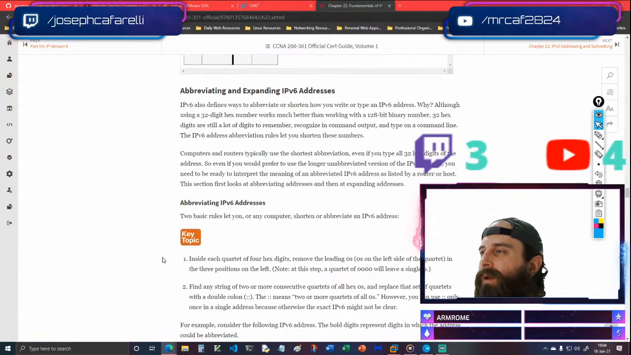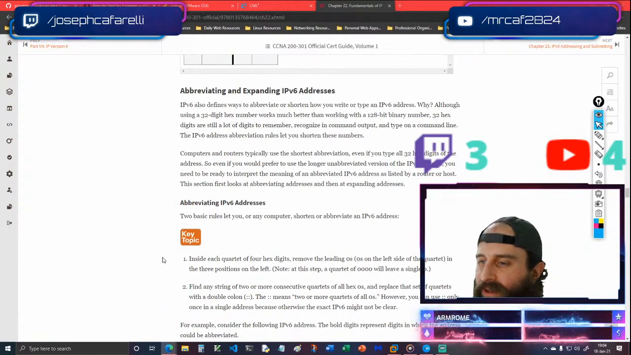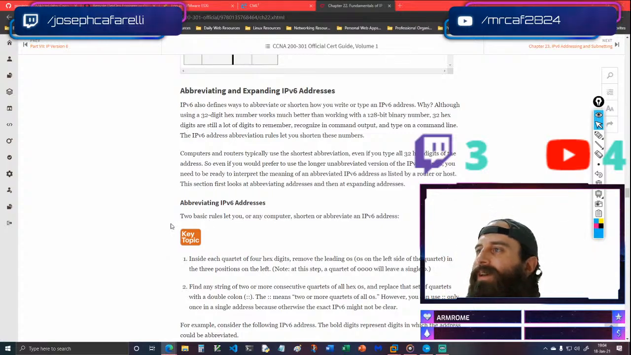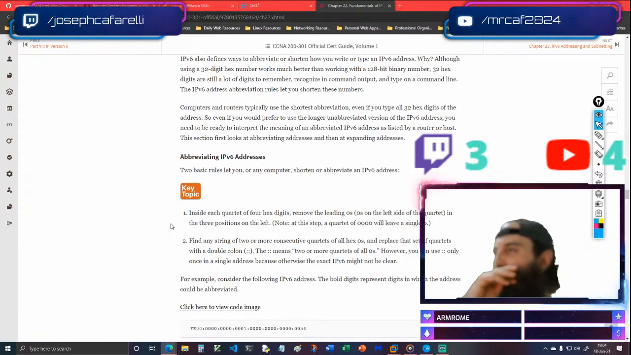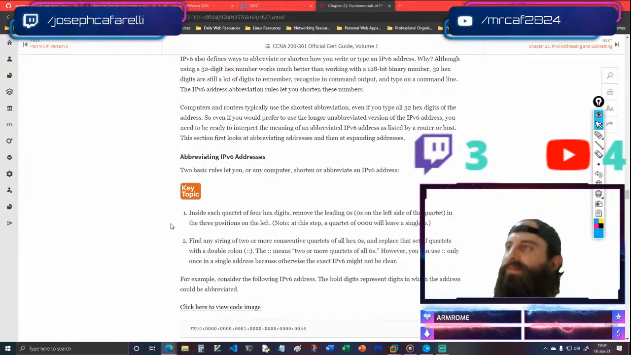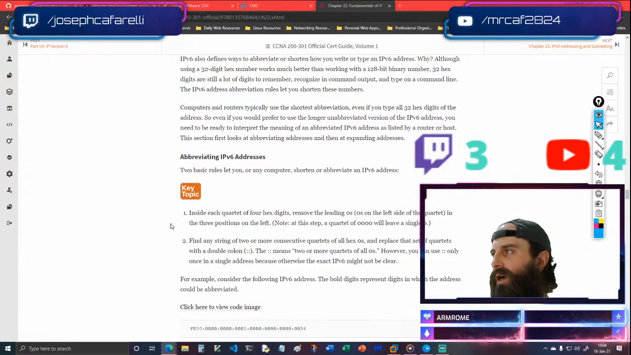All right. Abbreviation of IPv6 addresses. Two basic rules let you or any computer shorten an IPv6 address, that is, abbreviate an IPv6 address.